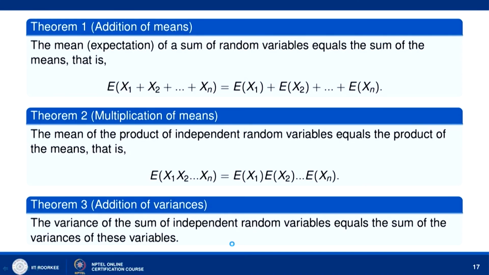Okay. So, then we have these theorems which are important ones. The mean or expectation of a sum of random variables equals the sum of the means, that is expected value of X1 plus X2 and so on plus Xn is expected value of X1 plus expected value of X2 and so on, expected value of Xn. And then, suppose X1, X2, ..., Xn are independent random variables, then the expectation of their product is the product of their expectations, and the variance of the sum of independent random variables equals the sum of the variances of those random variables.